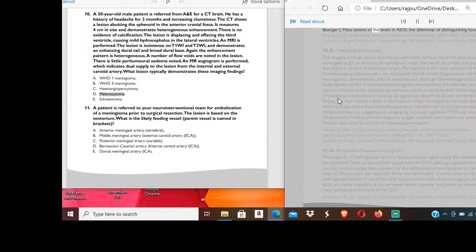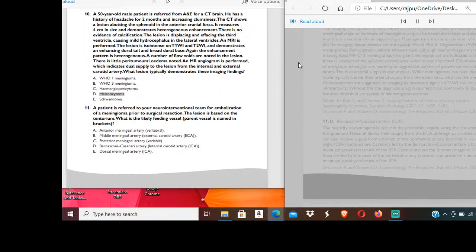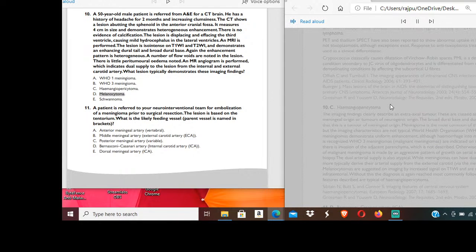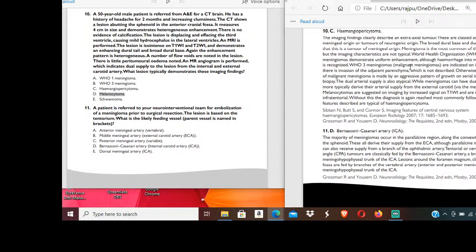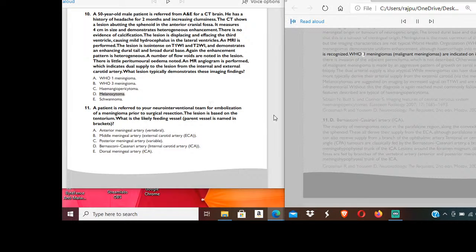Berger J. Mass lesions of the brain. Meningiomas demonstrate uniform enhancement, although hemorrhage into meningiomas is recognized. HU3 meningiomas, malignant meningiomas, are indicated on imaging when there is invasion of the adjacent parenchyma.